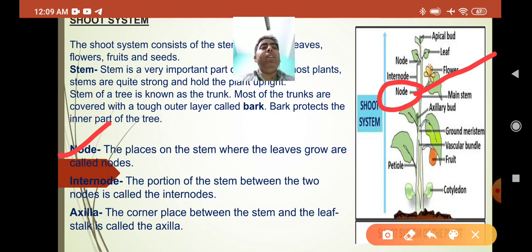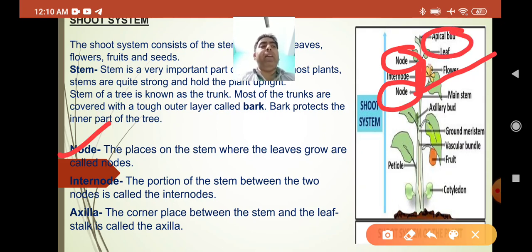Here you can see two nodes, upside and downside. The distance between two nodes is called internode. The portion of the stem between the two nodes is called internode. Next one is apical or terminal bud.